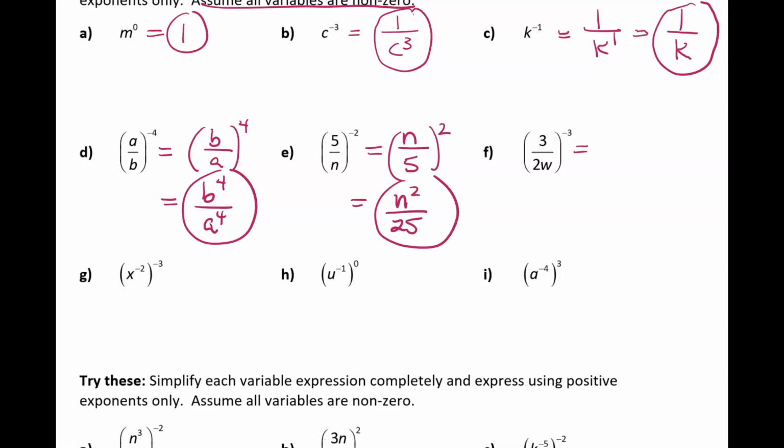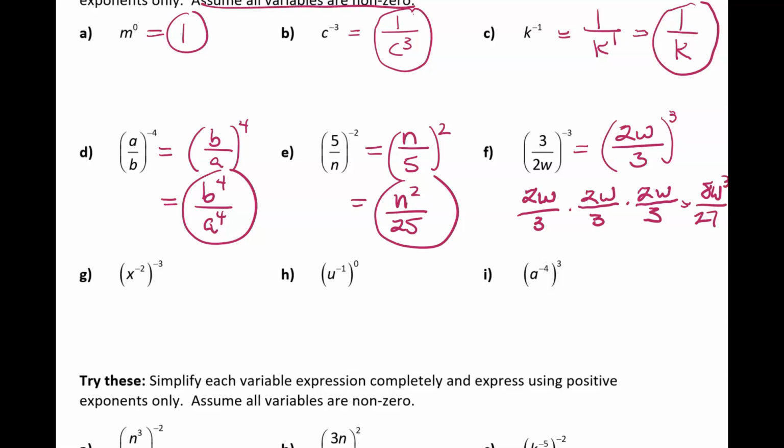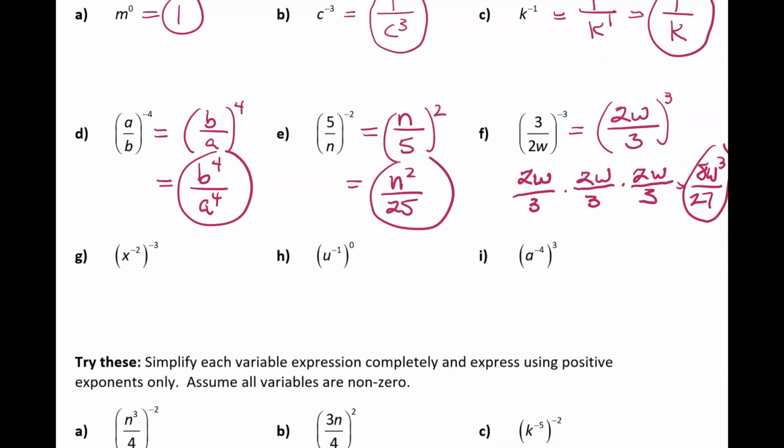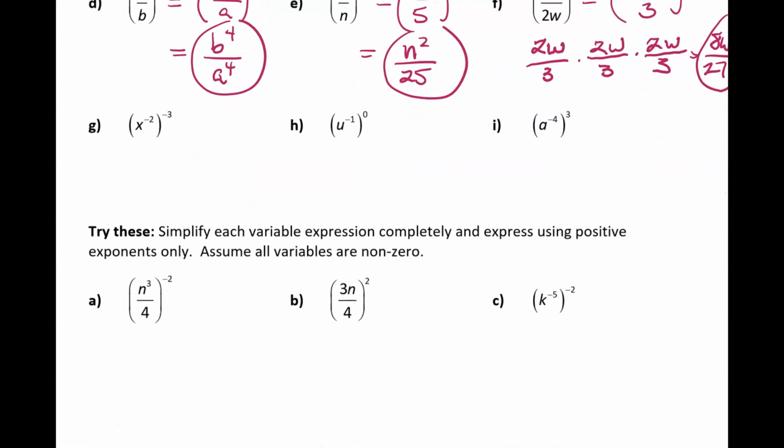Now, last one. That's 3 over 2w raised to the negative 3. So that's going to be 2w over 3 raised to the positive 3. For this one, I would encourage you to write this out. When you raise something to the 3rd power, that's the same as multiplying it by itself and then by itself again. So that's going to give us a final result of 8w cubed over 27. A lot of times when we have multiple factors, sometimes folks forget to raise that 2 to the 3rd power as well.